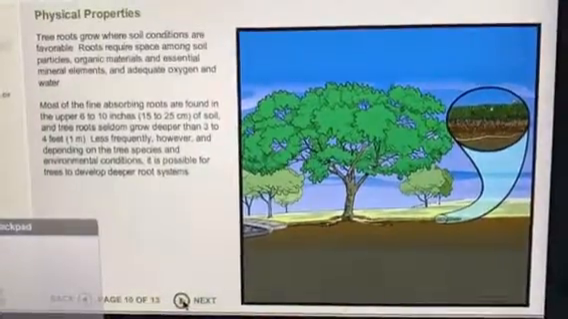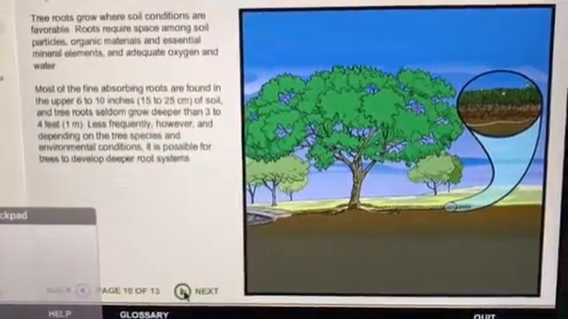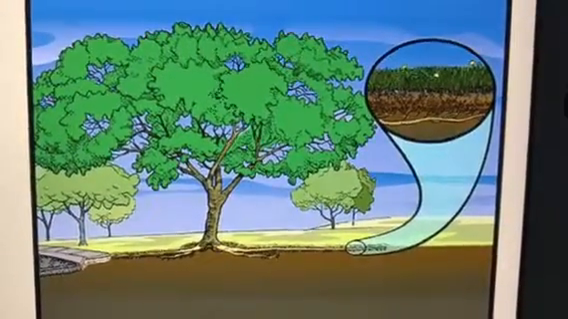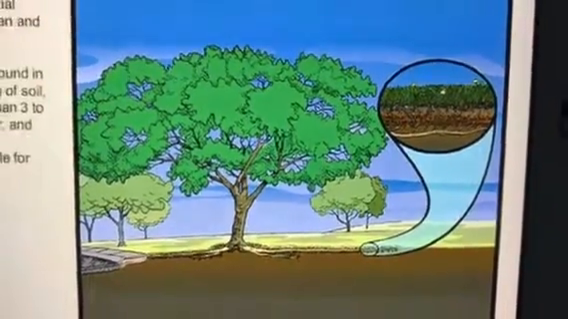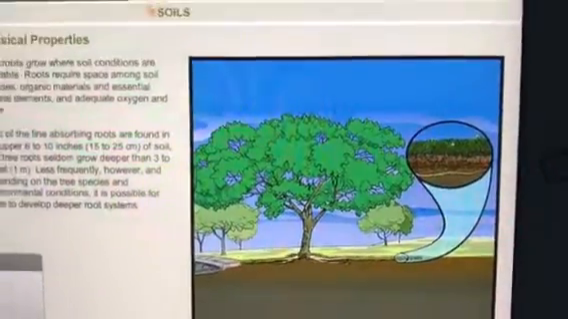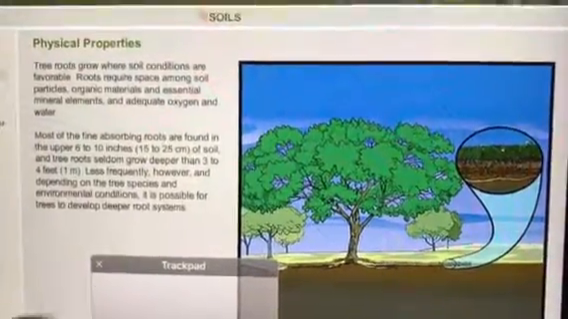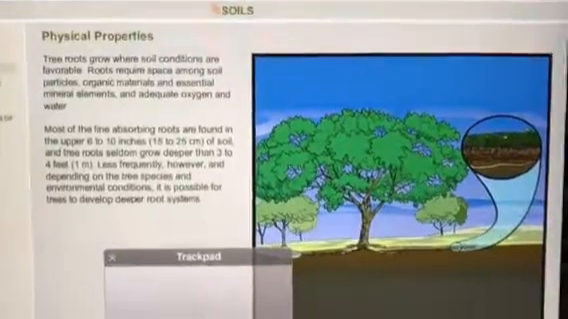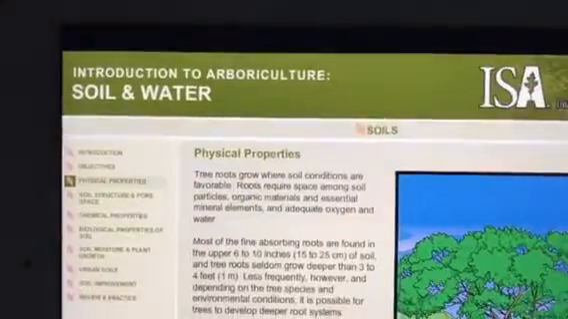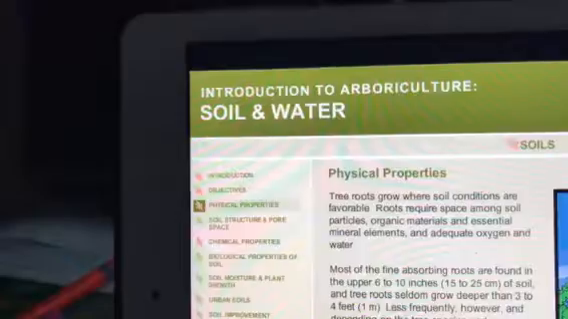Tree roots grow where soil conditions are favorable. Roots require space among soil particles, organic materials, and essential mineral elements, and adequate oxygen and water. Most of the fine absorbing roots are found in the upper 6 to 10 inches, 15 to 25 centimeters, of soil, and tree roots seldom grow deeper than 3 to 4 feet, 1 meter. Less frequently, however, and depending on the tree species and environmental conditions, it is possible for trees to develop deeper root systems.